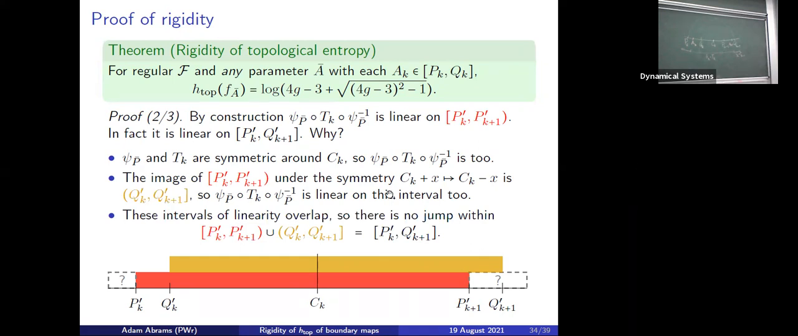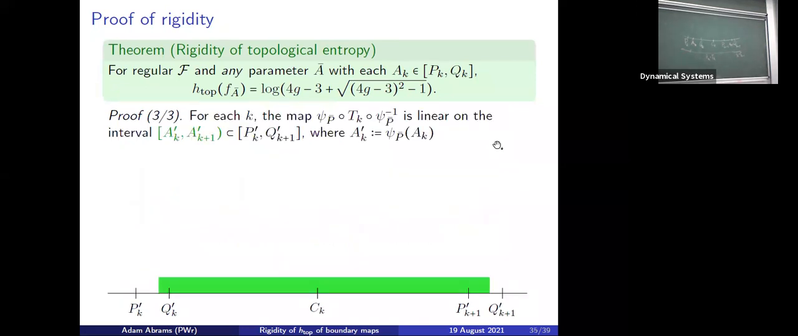And why does it help to have a slightly longer interval? Well, our boundary map with parameters is using parameters that are somewhere between PK and QK; AK plus 1 is somewhere between PK plus 1 and QK plus 1. So that's why we need to extend this linearity out to QK plus 1.